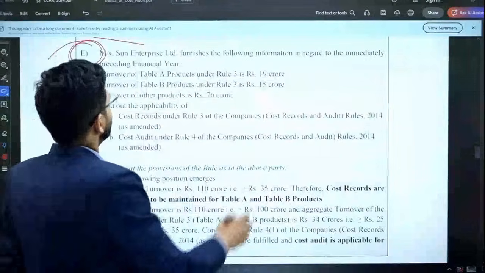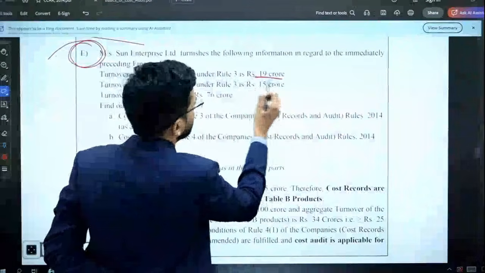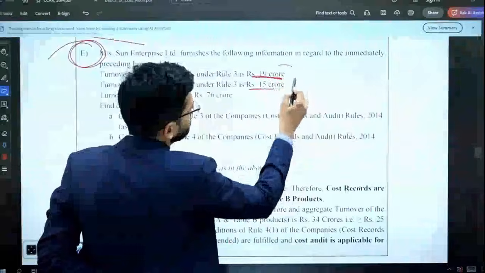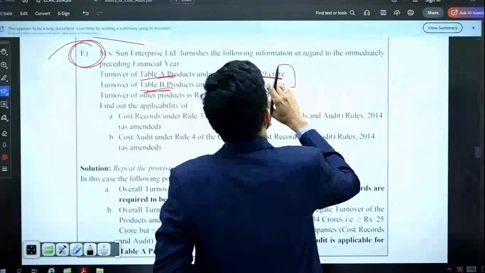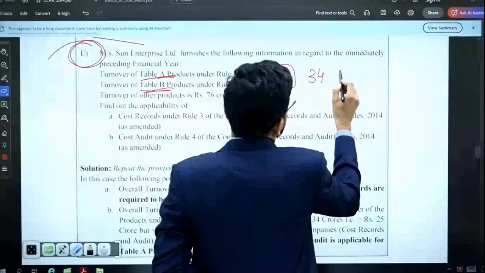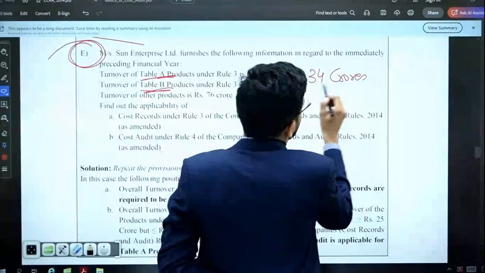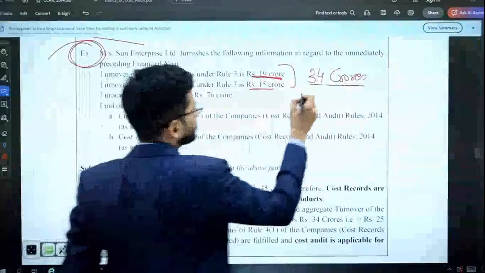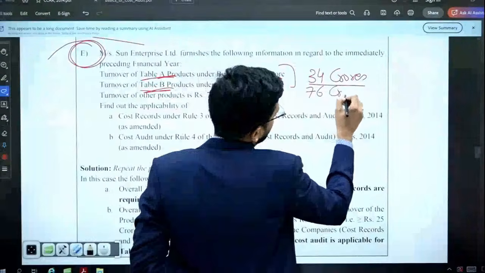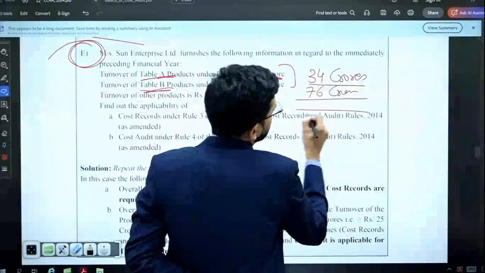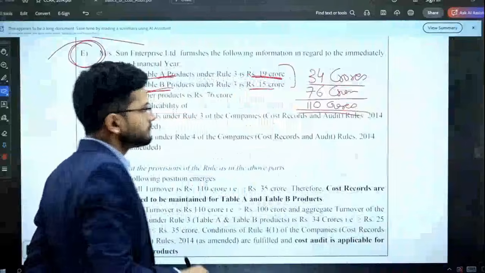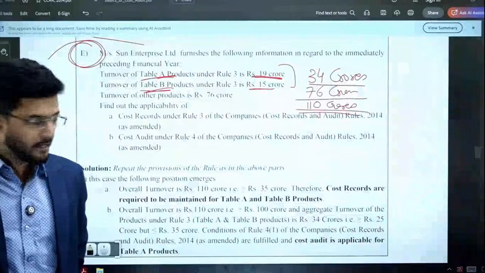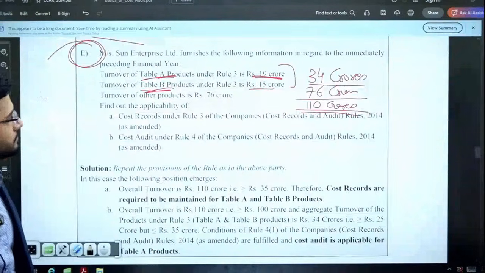Sun Enterprises furnishes the following information. Turnover of table A product 19 crore. Table B product 15 crore. Aggregate of table A and B 34 crore. Other turnover 76 crore. So what is the total? 110 crores is the total.